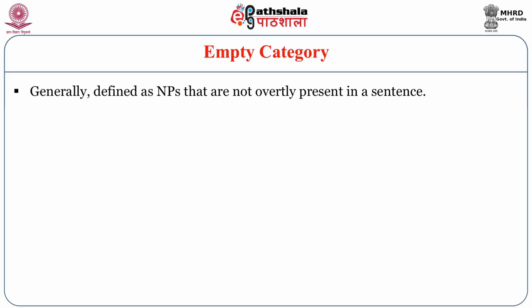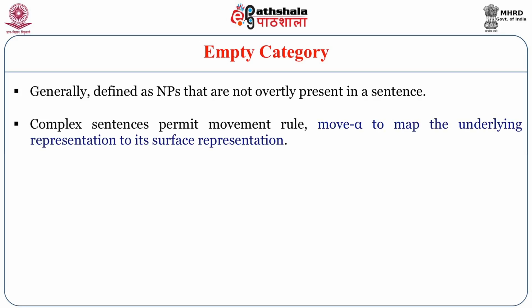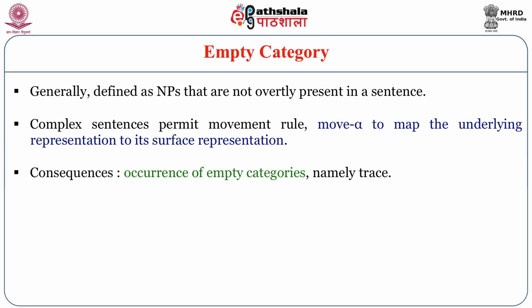Generally, empty categories are defined as noun phrases that are not overtly present in a sentence. Complex sentences permit the movement rule Move alpha to map the underlying representation to its surface representation. Consequences may be the occurrence of empty categories, namely trace.